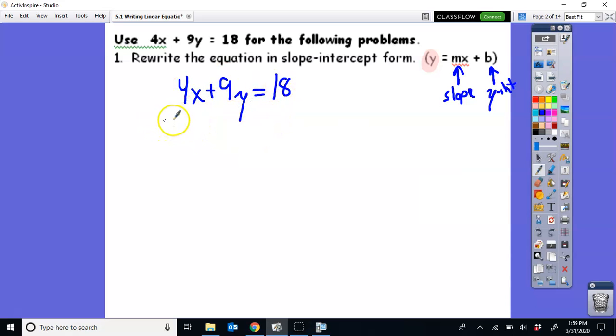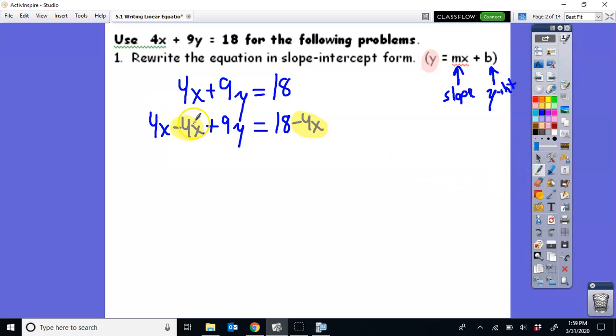The first thing I need to get rid of is the 4x. So I'm going to subtract 4x because it's a positive 4x. And what I do to one side, I've got to do to the other. So I subtract 4x on the other side. We've talked about that a lot this year. Make sure what you do to one side, you do to the other.